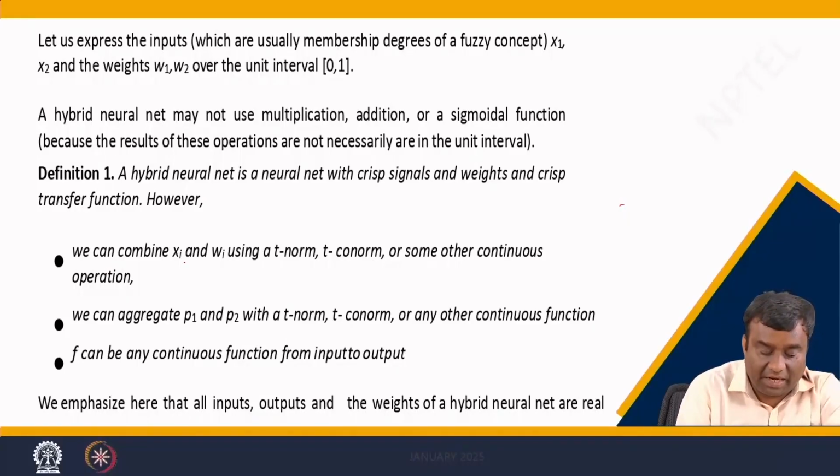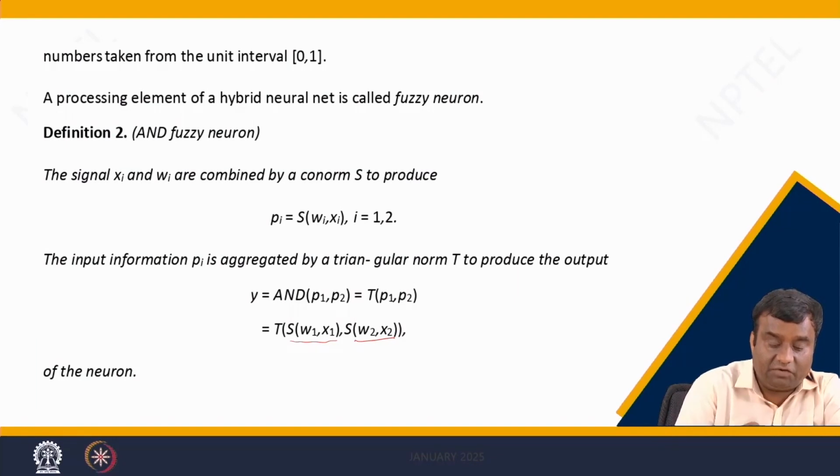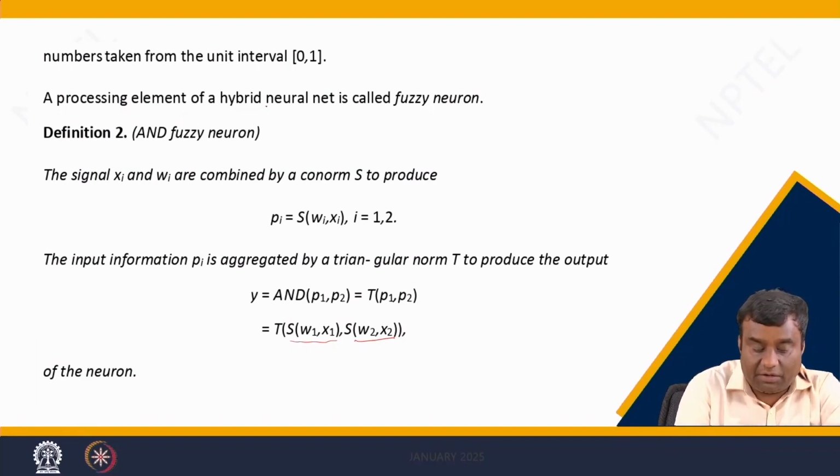However, we can combine xi and wi using T-norm, T-conorm or some other continuous operations. We can aggregate P1 and P2 with T-norm, T-conorm or any other continuous functions. It can be any continuous function from input to output. We emphasize here that all inputs, outputs and the weights of a hybrid neural network are real numbers taken from the unit interval [0, 1].